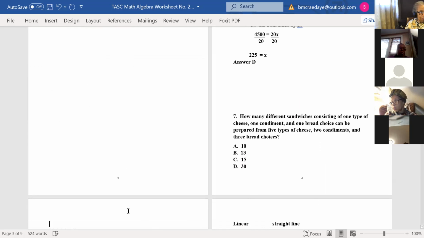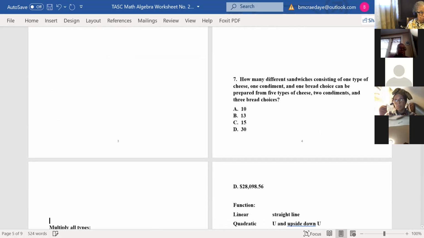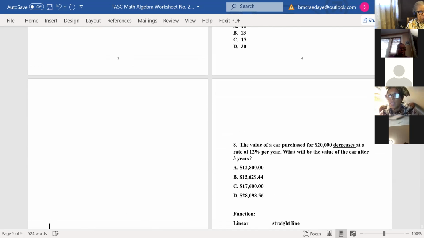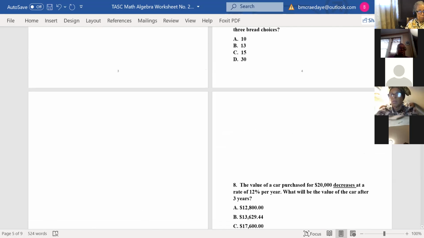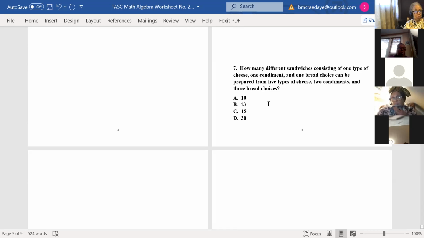Now, number 7, you can actually do 2 ways, but we will do the shortcut way. In other words, this is really a probability. And if you know values for more than one type of item, you get the different combinations by multiplying each of the values that are given. So you have 5 types of cheese, 2 condiments, and 3 bread choices.